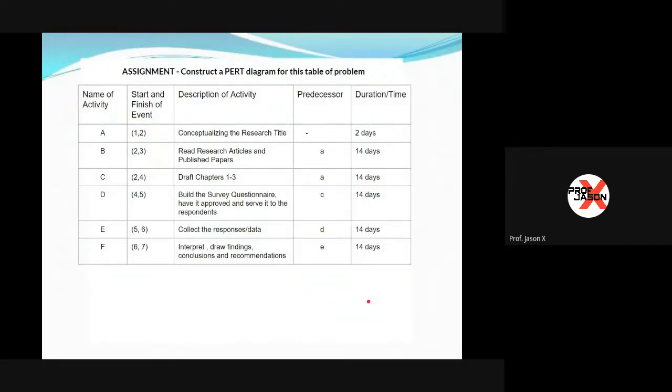Now here's what we need to do, and I will give this to you as an assignment. You have to construct your own PERT diagram for this example table problem.